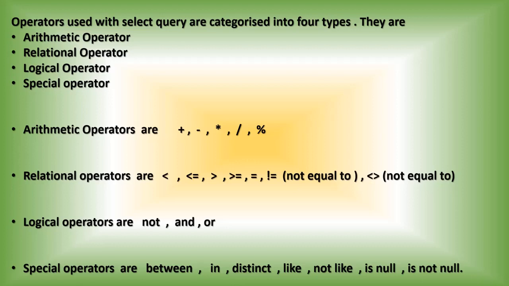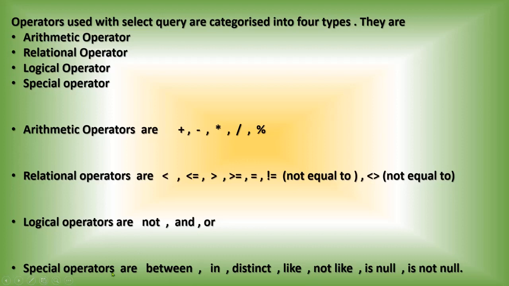And the relational operators are less than, less than or equal to, greater than, greater than or equal to, equal to. Equal to means a single equal to sign. Here double equal to is not there. It is single equal to, and this is not equal to. Not equal to can be used in 2 different ways. One is this method and the other one is this method. Any of these 2 methods you can use as the not equal to sign. And the next one is the logical operators: not, and, or. These are the logical operators.